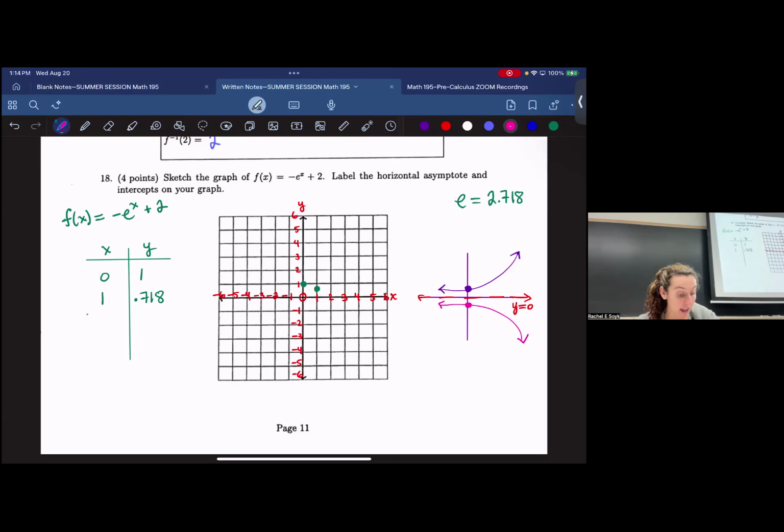And then moreover, we have that vertical shift up 2 units. So that will shift our horizontal asymptote. So if we're going to move this pink up 2 units, that tells us that our new horizontal asymptote is at where? Yeah. So our new horizontal asymptote, y is equal to 2.